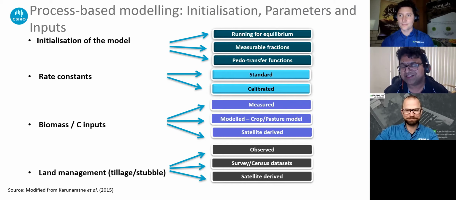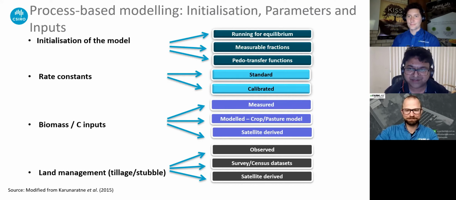Not all these aspects are related to all the process-based models. If you're running a single pool model, it's not required to have, say, the carbon fractions, because it's total organic carbon. Now, the first factor that is important for any process-based model is initialization. There are different ways of initialization. The traditional way is spinning up, sometimes called running for equilibrium. And what we preferred is using our measurable fractions, CSR-defined measurable fractions, and there are pedotransfer functions.